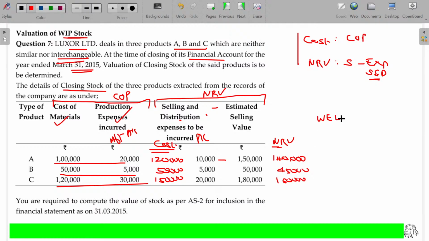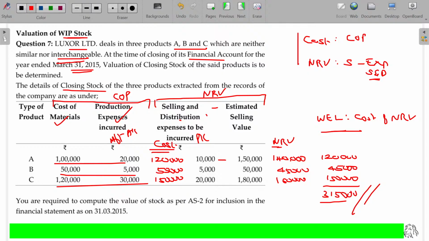Whichever is lower of cost or NRV is the closing stock value. 120, 140, 120 will be taken. 55, 45, 45 will be taken. 150, 160, 150 will be taken. The closing stock value of all the three items put together, 3 lakhs 15,000 will be the final value.